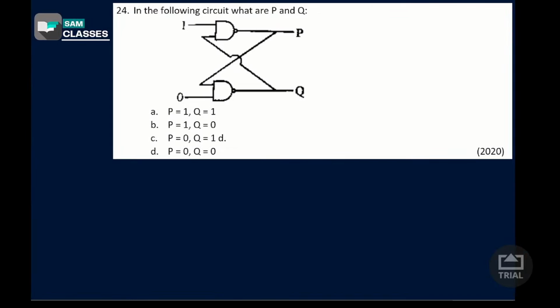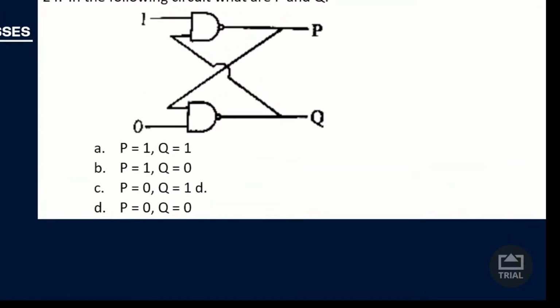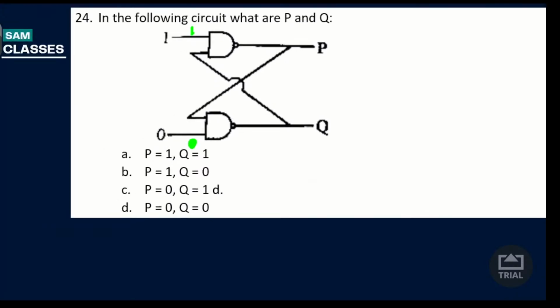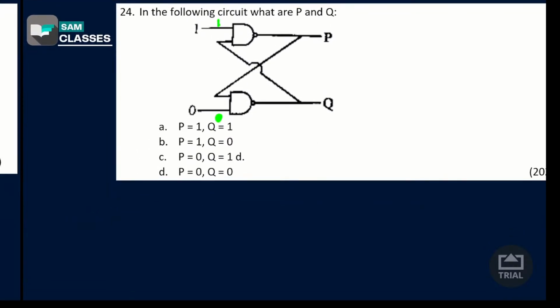So everybody is C, correct? Yes, no? So you're sending 0 from here, 1 from here. Correct. So now what will be the output at P and Q? You all are saying 0 and 1. Anybody explain? Let's see. A lot of people got the answer. Anybody who can explain?